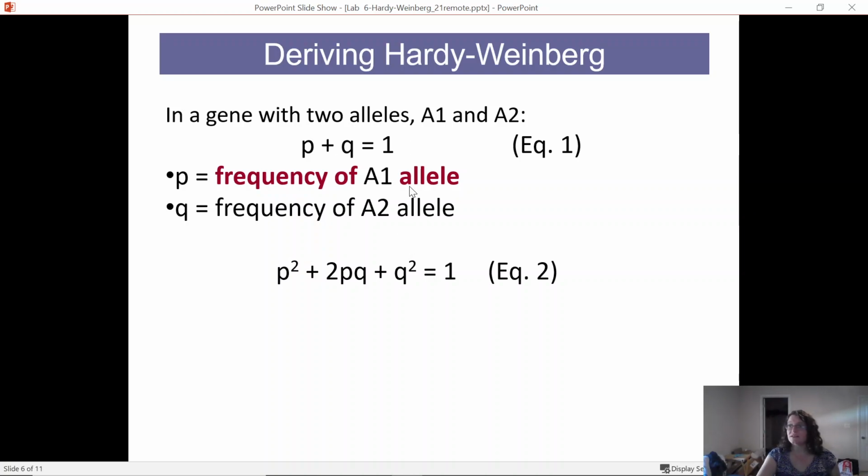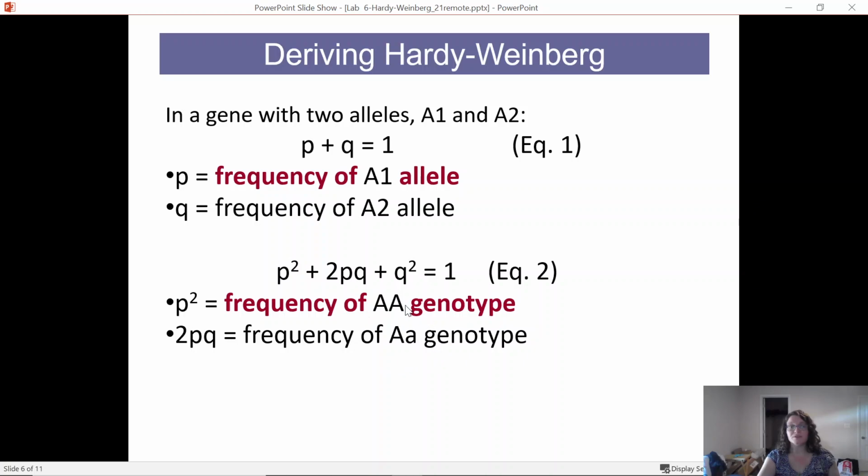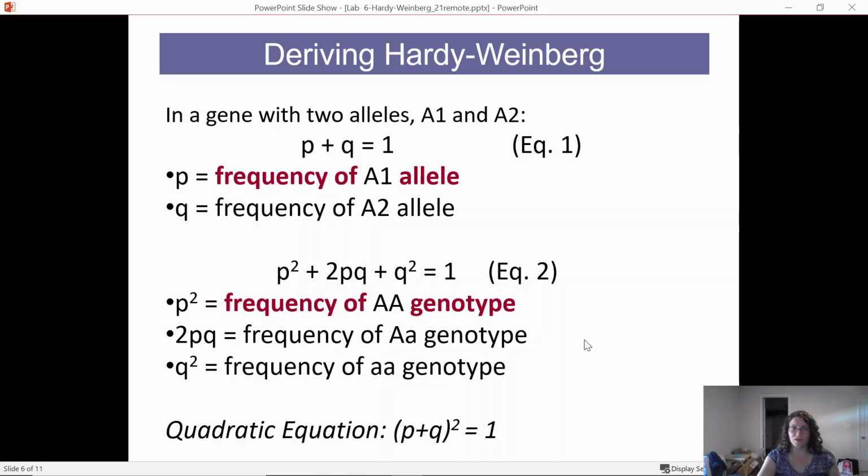But you noted that there was a different number of homozygotes and heterozygotes. When you want to figure out the frequency of homozygotes and heterozygotes in a population, because there's two alleles in each individual, you have to square the whole thing, okay? So P squared is the frequency of the homozygous dominant, 2PQ is the frequency of the heterozygote, and Q squared is the frequency of the homozygous recessive.